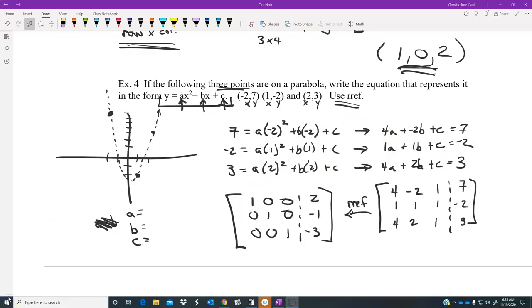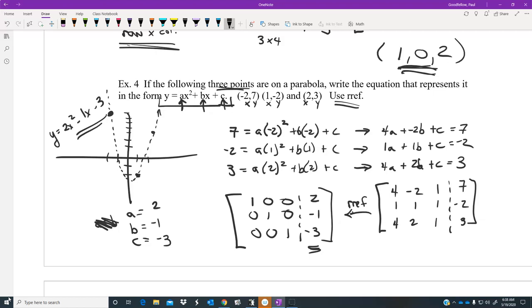And there's the actual answer to the RREF. Looking at that final column, we would get 2, -1, and -3. And the parabola that would fit those three individual coordinates would be y equals 2x squared minus 1x minus 3. And that equation would match those three values. Okay, pretty straightforward concept and not a big deal.